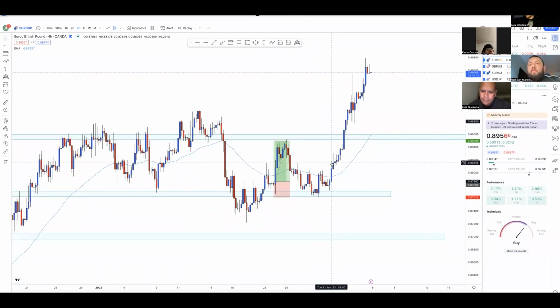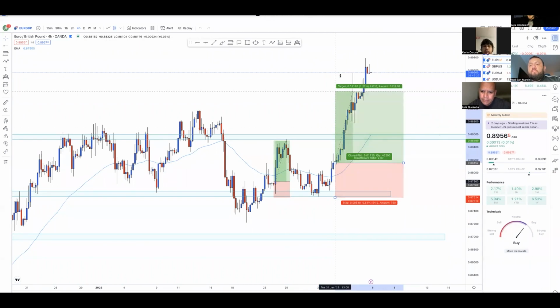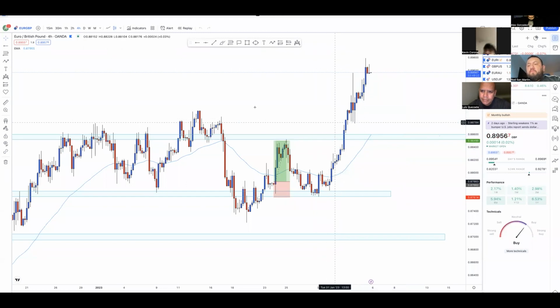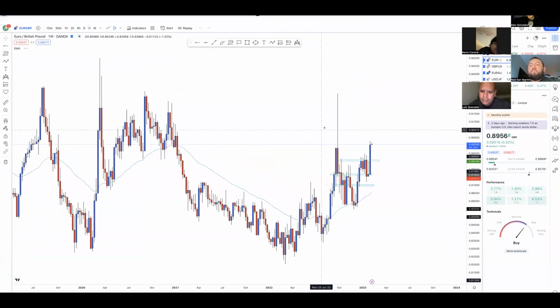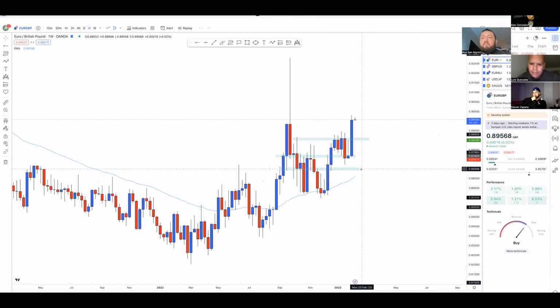So this, this would have been nice. Imagine catching this right here and catching this whole entire move. That would have been dope, but it's not according to your trading plan. Simply move on.